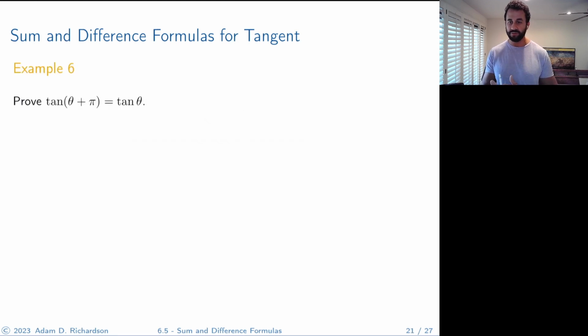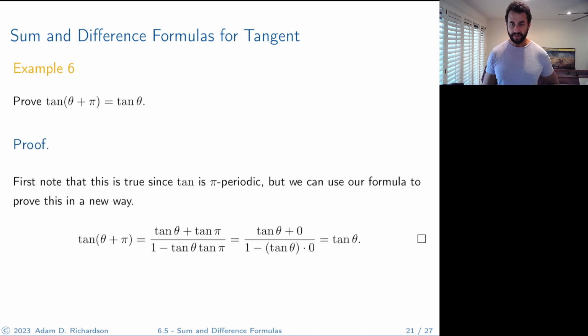All right, so let's use this. Now we can actually prove that tangent is pi periodic. That's something we can prove geometrically just using the unit circle, but now that we have this formula, we can prove it algebraically as well. The proof is really quite short. You're just going to use the angle sum identity. Tangent of theta plus pi is tangent of theta plus tangent of pi over 1 minus tangent theta tangent pi. Tangent of pi is 0. So we get a bunch of cancellations, and we're just left with tangent theta. So there you go. This is an algebraic proof that tangent is pi periodic.